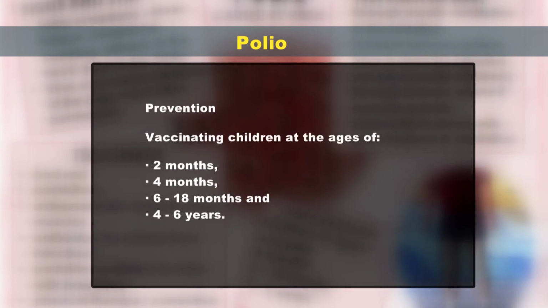Prevention of polio. Polio can be prevented by vaccinating children at the ages of 2 months, 4 months, 6 to 18 months, and 4 to 6 years.